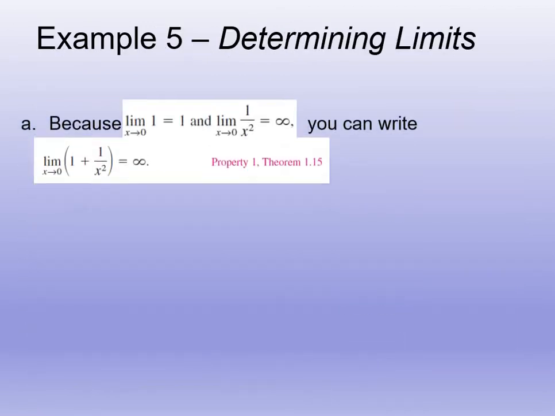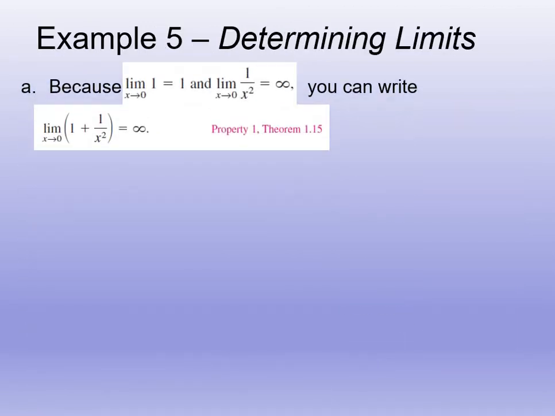Okay, so let's determine some examples here. If we have this function, the limit of 1 plus 1 over x squared as x approaches 0, we can use the properties we just learned. We know that the limit of 1 as x approaches 0 is 1, and we know that the limit of 1 over x squared goes to infinity. How do we know that? Because it's 1 over a very small value.